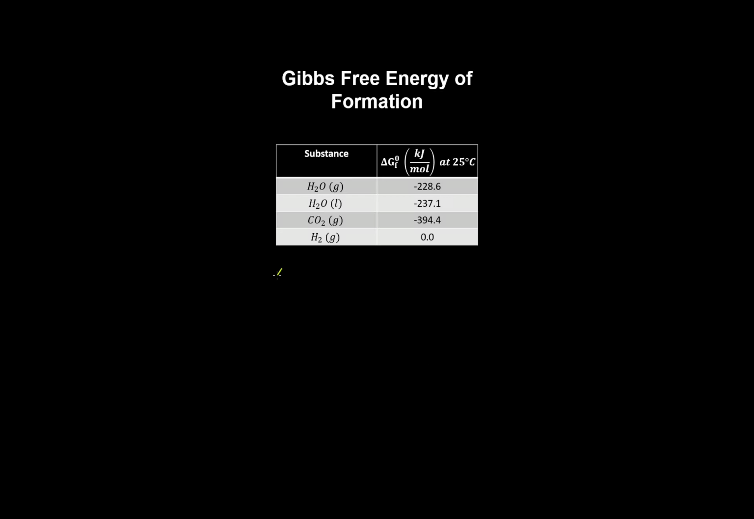The standard Gibbs free energy change for a physical or chemical process, and typically we look at chemical reactions, is equal to the sum of the free energy change of formation of the products under standard conditions minus the free energy change of formation of the reactants under standard conditions.